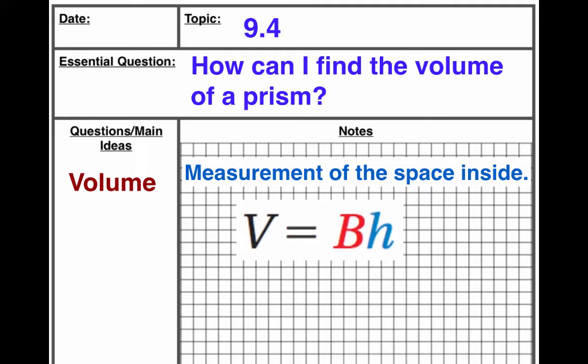So here is a formula that would work for us. Volume equals base times height. Now I'm using a capital B on purpose. I put it in red so it would stand out. Volume equals capital B base times height.